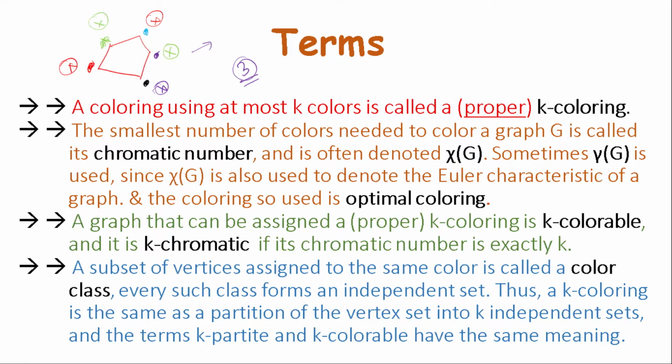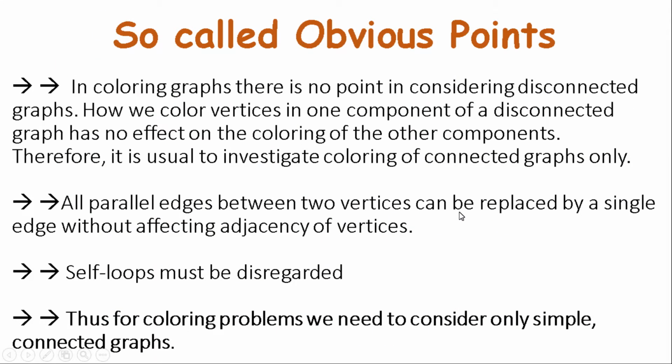Now another thing, a subset of vertices assigned the same color is called a color class. Like for this 3 chromatic graph, we have 3 color classes. The first one corresponding to red, the second one corresponding to green, and the third one corresponding to this purple one. Suppose we number these vertices as V1, V2, V3, V4, V5. So the first color class, corresponding to red, we have as V1, V3. The second color class, corresponding to green, we have as V2, V4. And the third color class, corresponding to purple, is V5. So this was all about the color class and some associated terms.